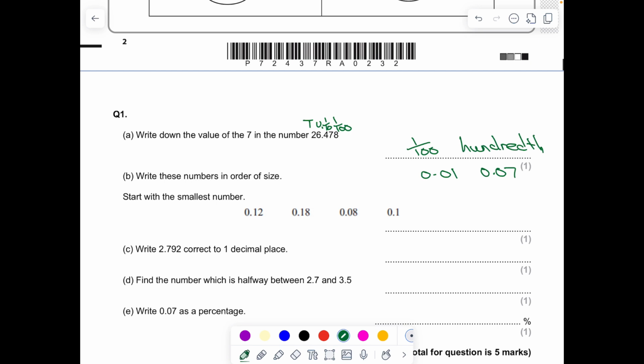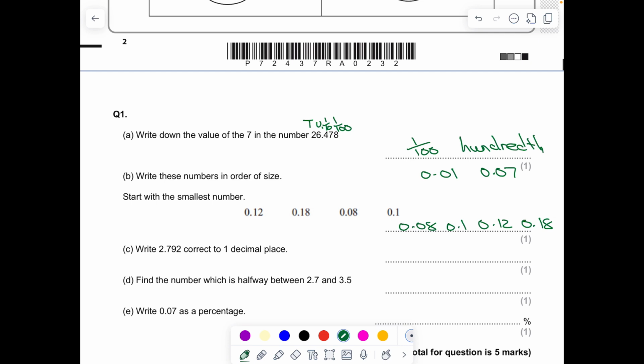Right, let's put these in order. So smallest first. So we're going to go for 0.08 first. Then we've got 0.1, 0.12, and then 0.18.